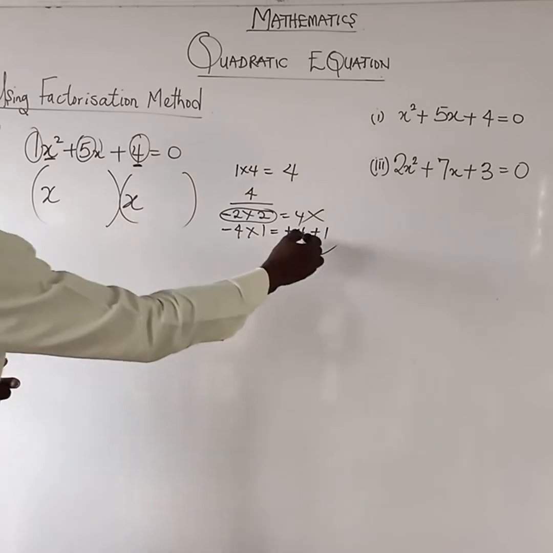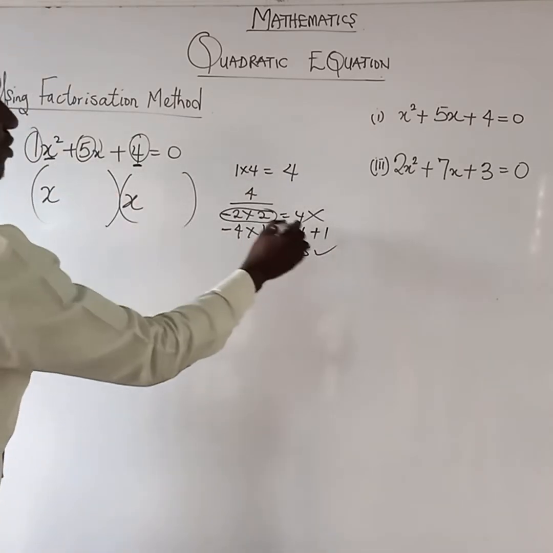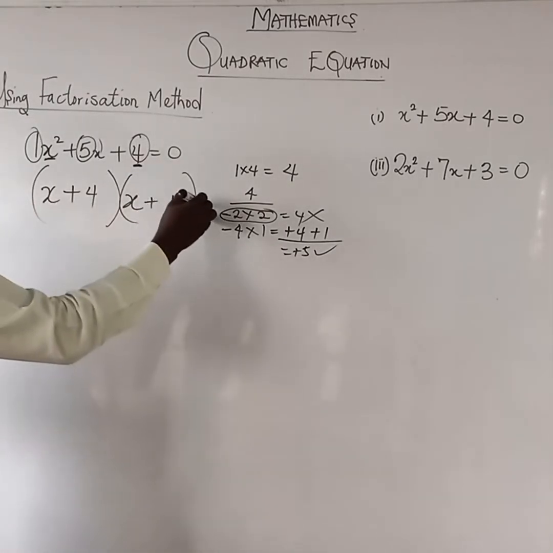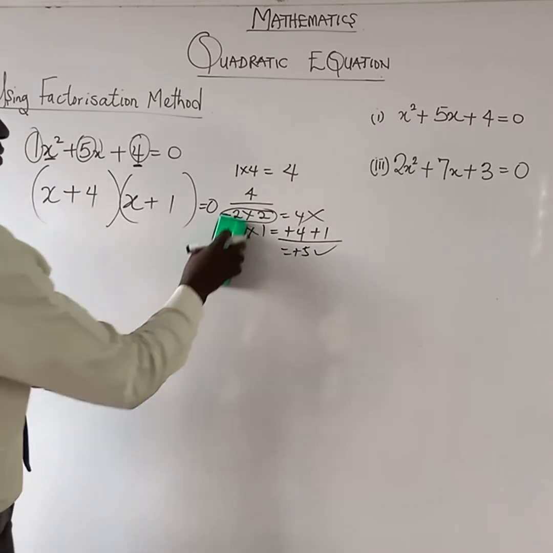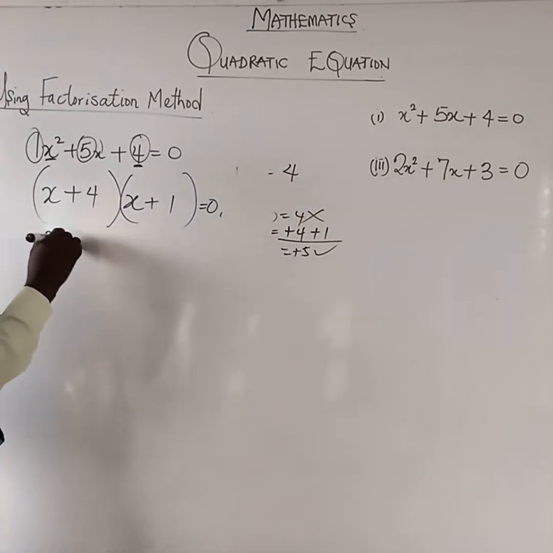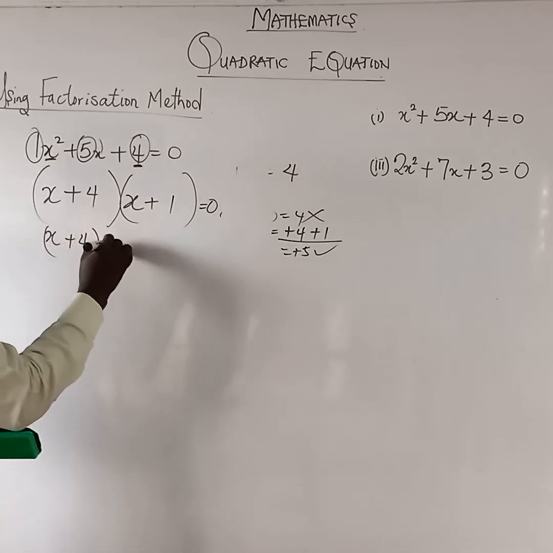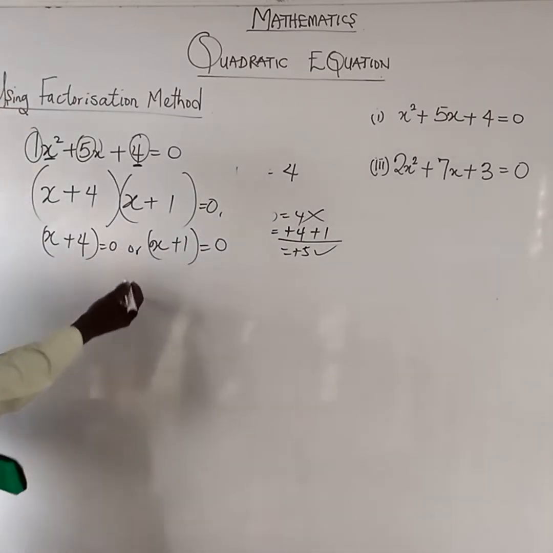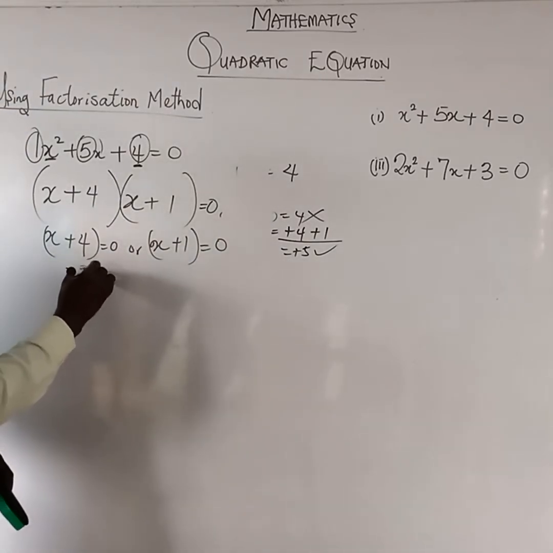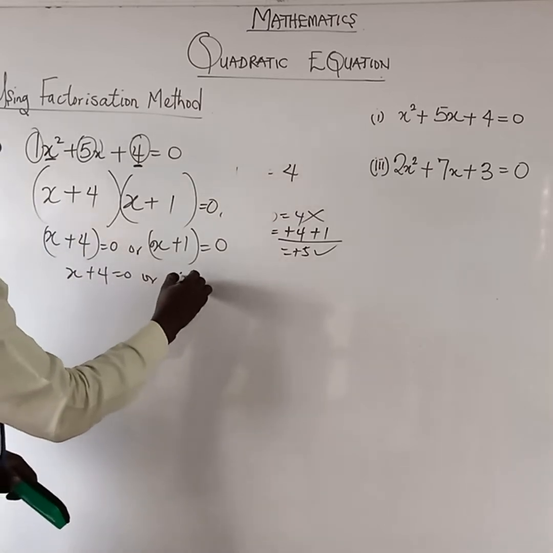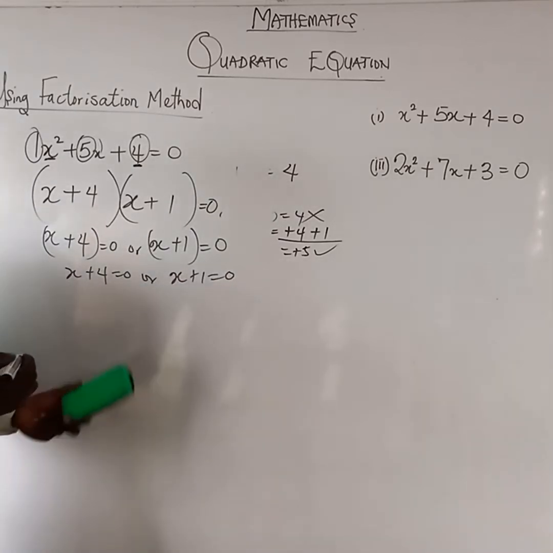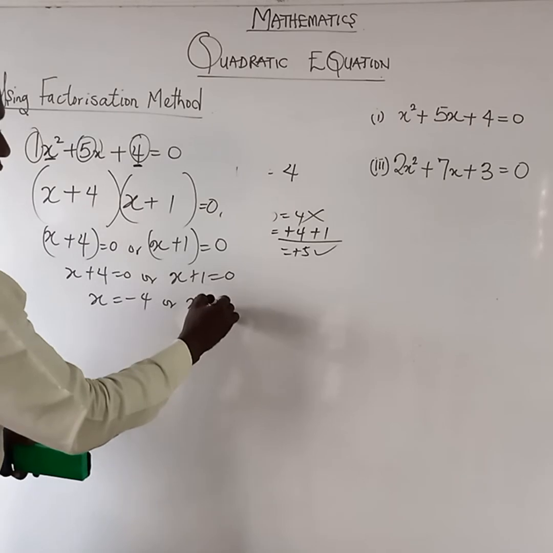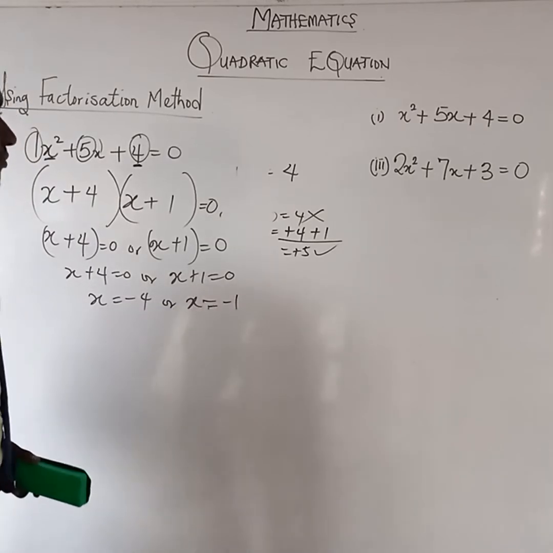So what I will do is I will replace my positive 5x with plus 4x plus 1x. So I have x plus 4, x plus 1, and that equals 0. So we have x plus 4 equals 0, or x plus 1 equals 0. By removing the brackets, I have x plus 4 equals 0, or x plus 1 equals 0. So collect like terms together, we have x is minus 4, or x is minus 1.